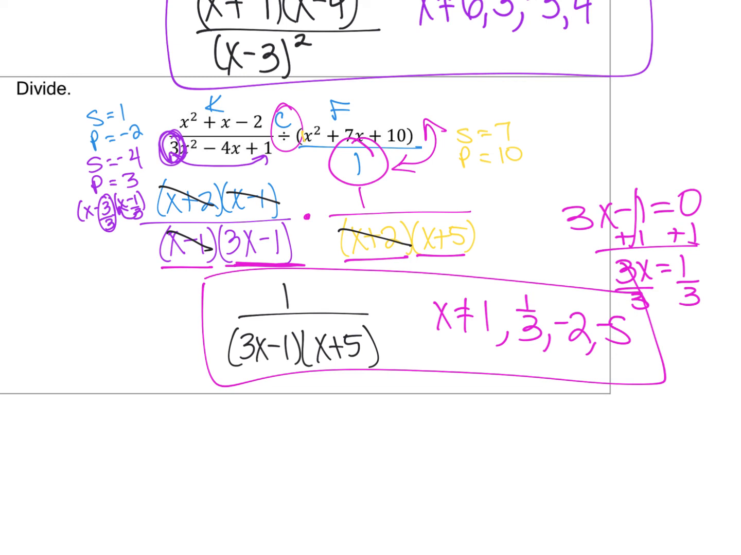Okay, so this is a review of multiplying and dividing rational expressions. If you have any questions, please let me know.